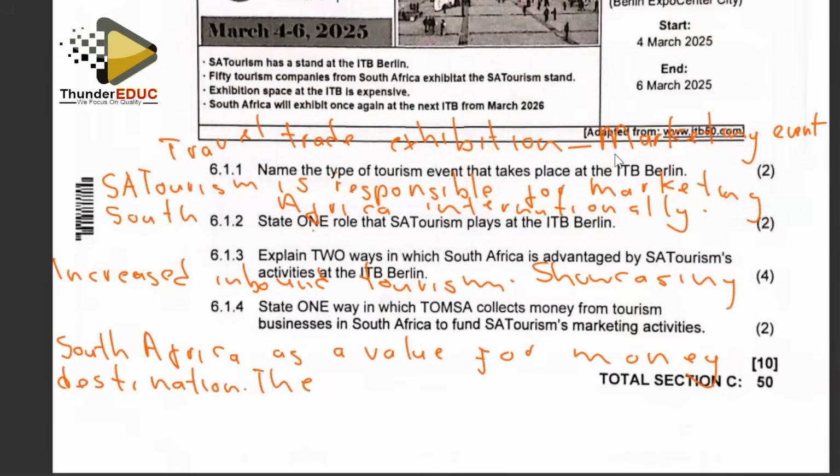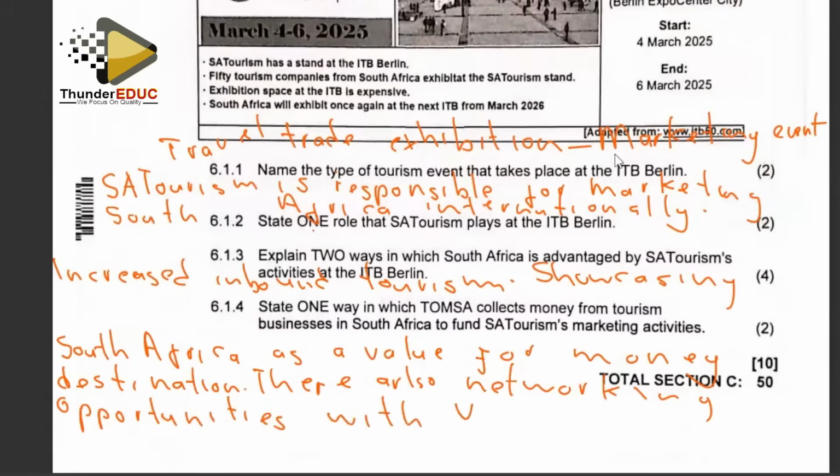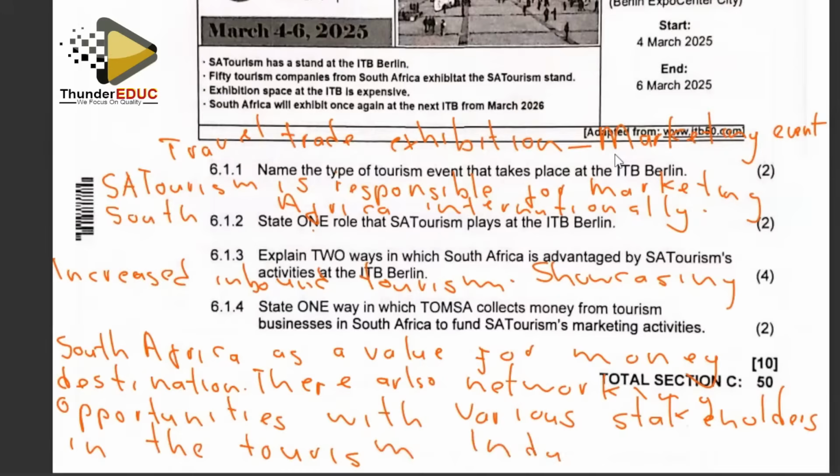Then there are also networking opportunities with various players. There are also networking opportunities with various stakeholders. There are networking opportunities with various stakeholders in the tourism industry. So there are such opportunities as well.